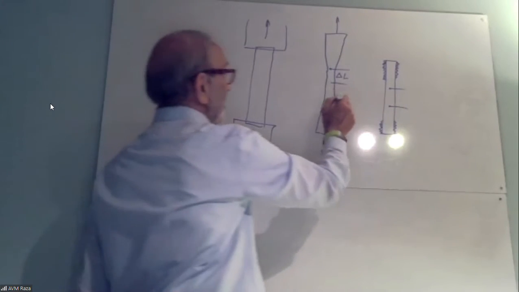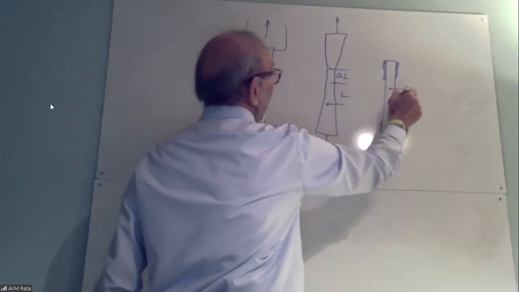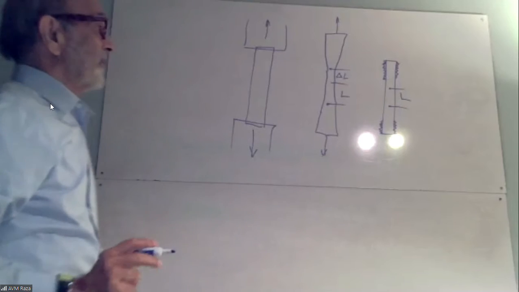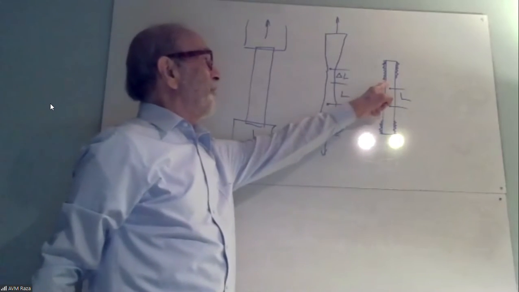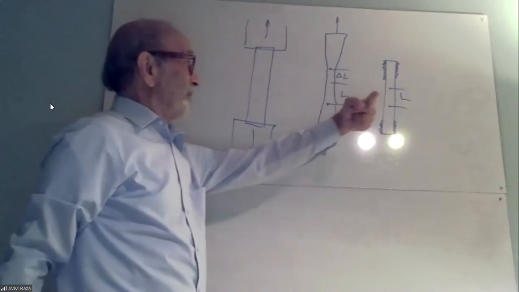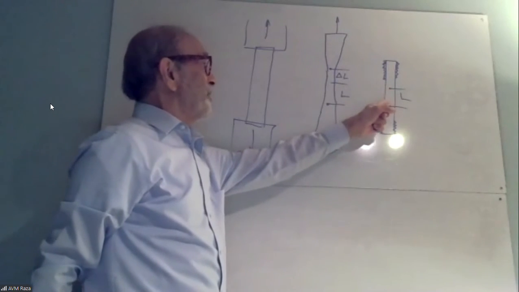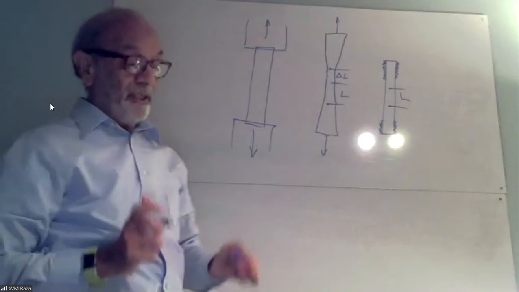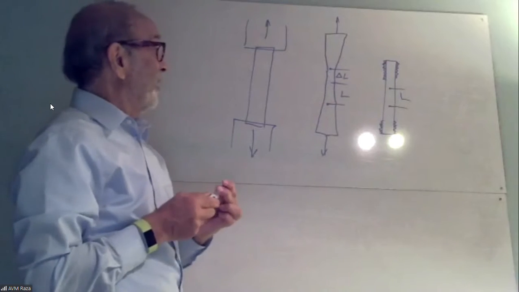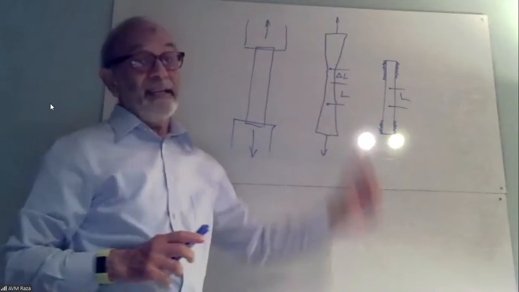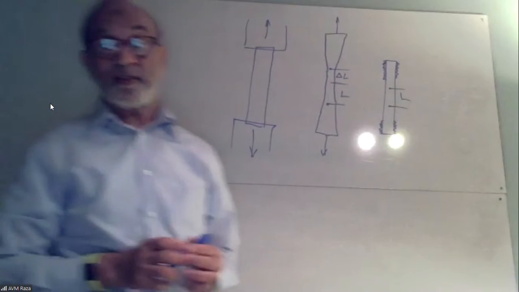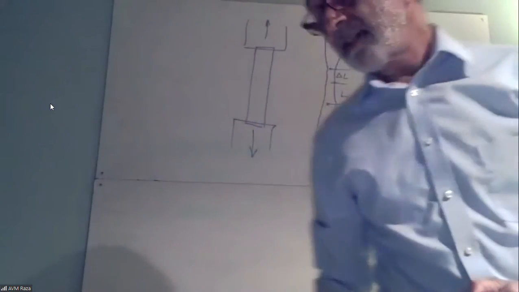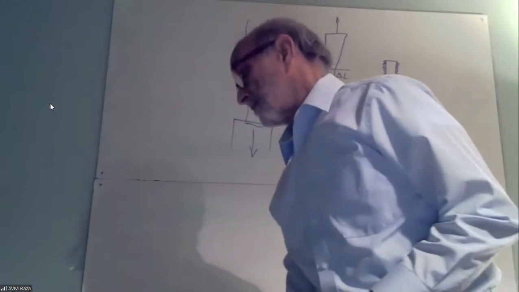This is the original length, L. So this is the original specimen with the mark points. And we said it could be, for example, 2 inches. And then, when you apply the load by the machine, it extends and the diameter reduces. This is called necking. The reduction in diameter is called necking. And it ultimately fails.